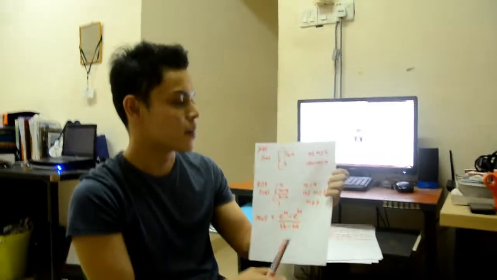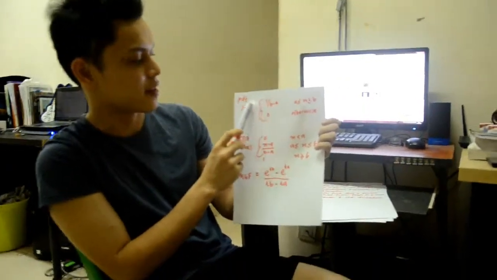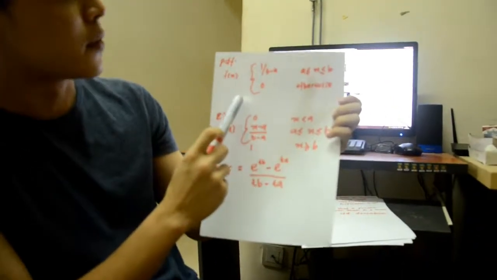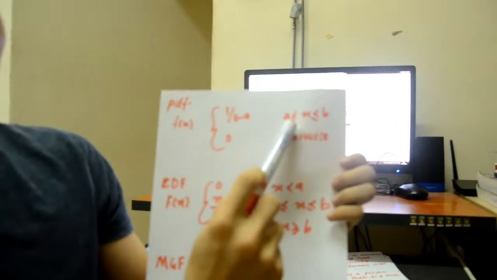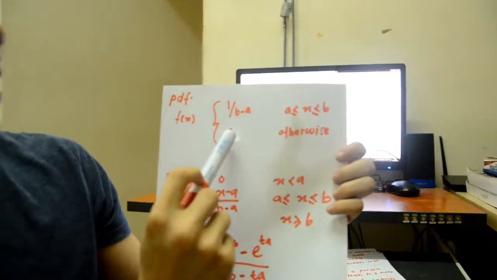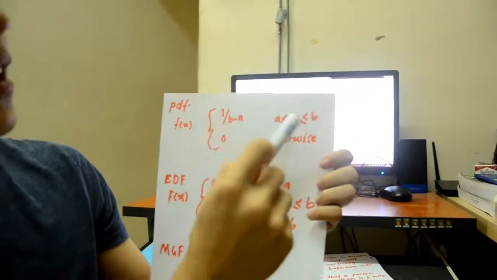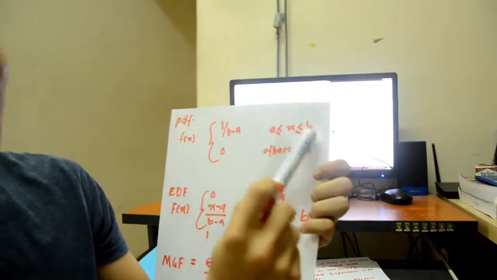So today I'm going to be explaining the uniform distribution. The probability density function, the PDF, for the uniform distribution is 1 over b minus a, where a is the lower limit and b is the upper limit. It is 0 otherwise, which means it is 0 if x is not in the limit between a and b.